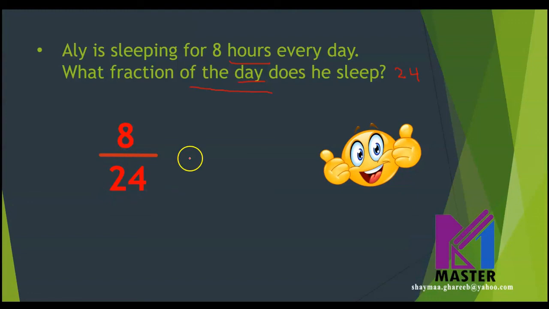of the day. We can also write this fraction in the simplest form. If we divide it up and down by, what do you think? I can do it in one step by dividing by 8 up and down. So 8 divided by 8 equals, yes, 1. And 24 divided by 8 equals 3. So also we can say that Ali is sleeping 1/3 of the day. Is this clear?